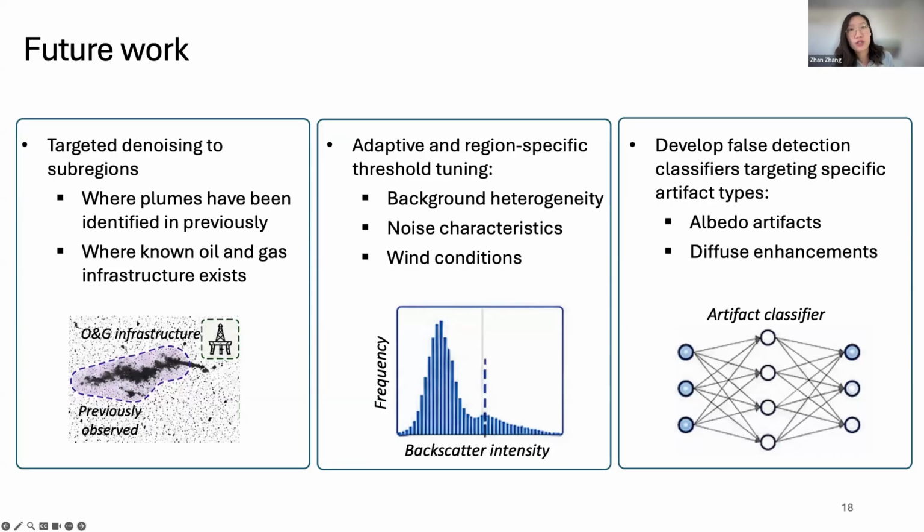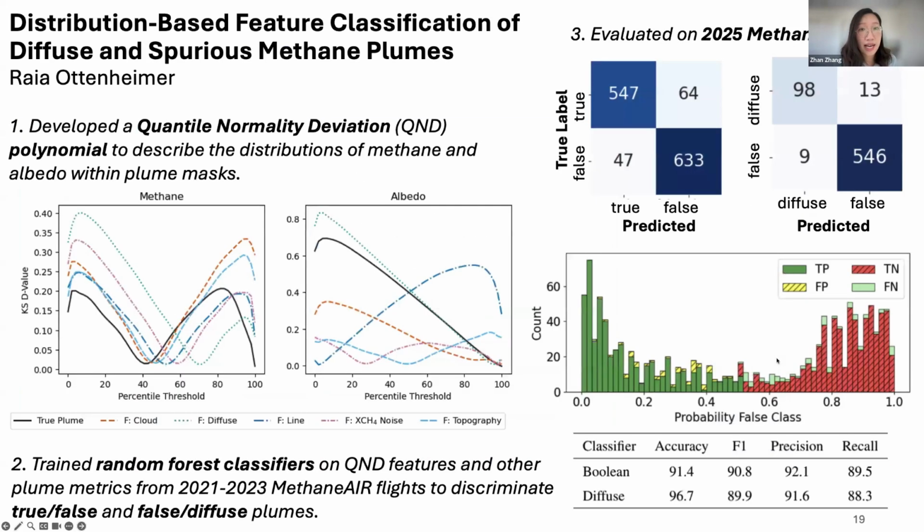That said, both approaches come with a trade-off, because increasing the sensitivity can also lead to more false positives if not handled carefully. So a third direction is to develop false positive classifiers targeting specific artifact types, such as surface albedo effects and diffuse enhancements. And actually, such work has already started, led by another grad student in the group, Raya Altenheimer, who very generously offered me this summary slide.